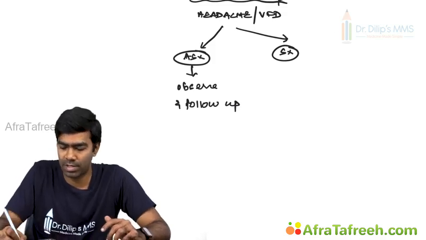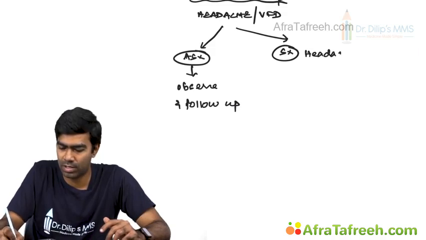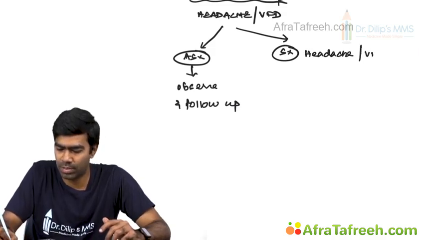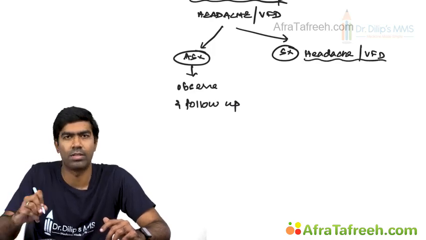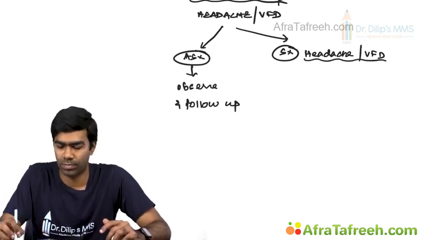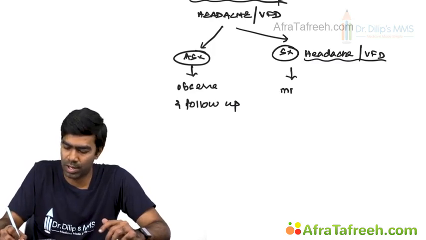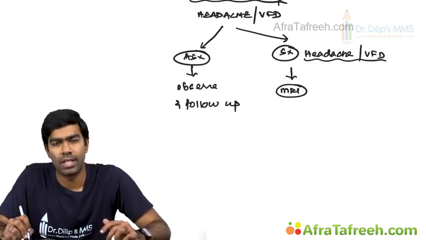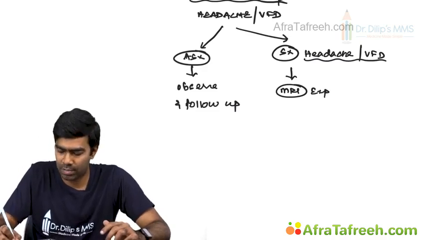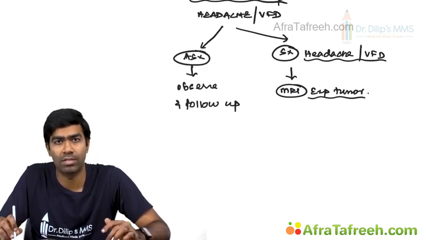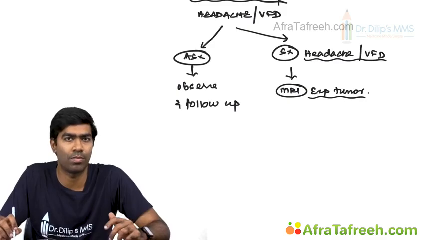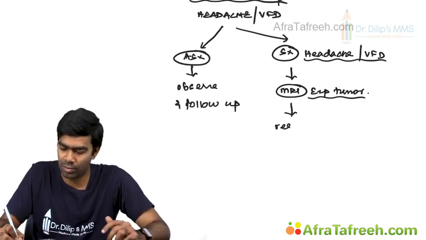If the patient becomes symptomatic, what are you going to do? Which means the patient is developing headache, or the patient is developing visual field defects. Either way, you have to do an MRI. In the MRI, if you are seeing an expanding tumor that is associated with high prolactin levels, more than the baseline that you have seen before, definitely you have to restart the dopamine receptor agonist.